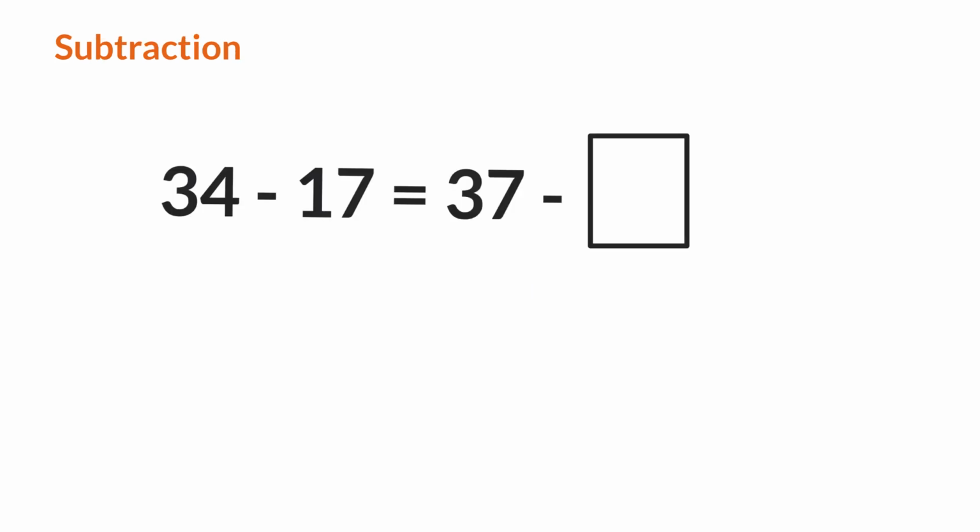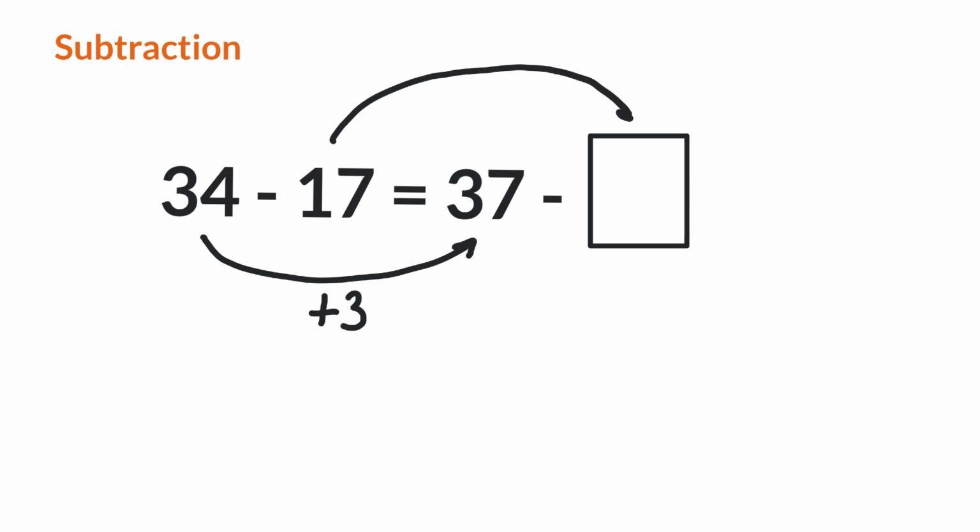Here's an example of a number sentence where I don't know one of the numbers. So let's see what's happening. We can see first of all that the 34 changes into a 37, and that means it goes up by 3. And similarly, the 17 also has to go up by 3. And so 17 plus 3 is equal to 20.